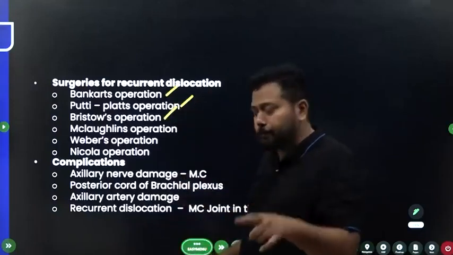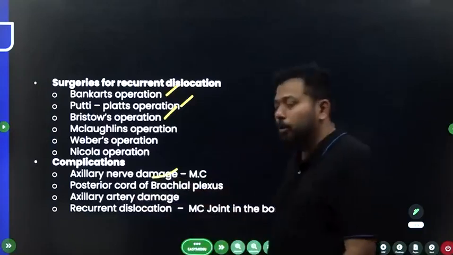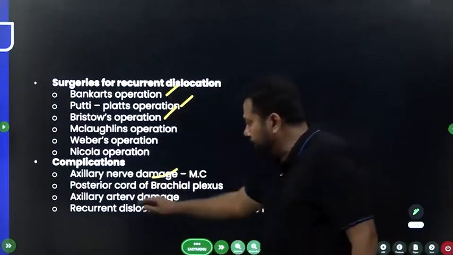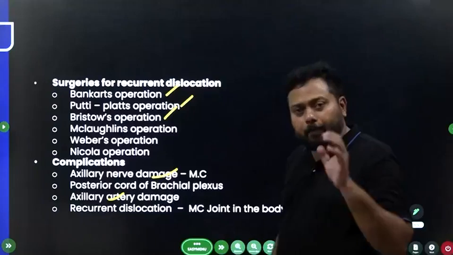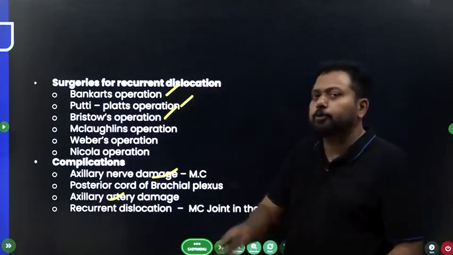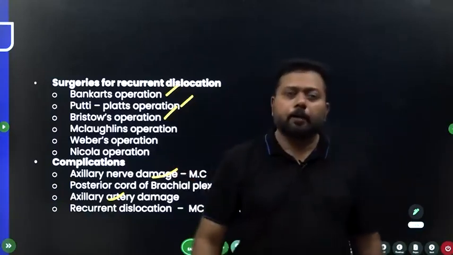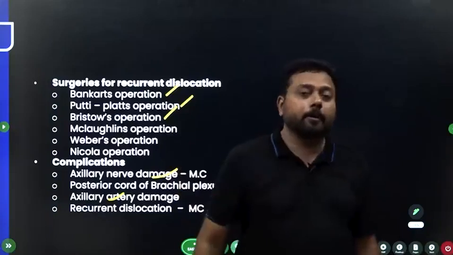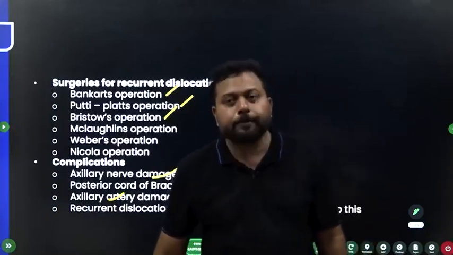Coming to complications of shoulder dislocation, the most common nerve that is damaged is the axillary nerve. The most common artery that is damaged is the axillary artery. And recurrent dislocation is an important complication. The most common joint to undergo dislocation is shoulder. The most common joint to undergo recurrent dislocation is also shoulder. That completes the topic, shoulder dislocation.